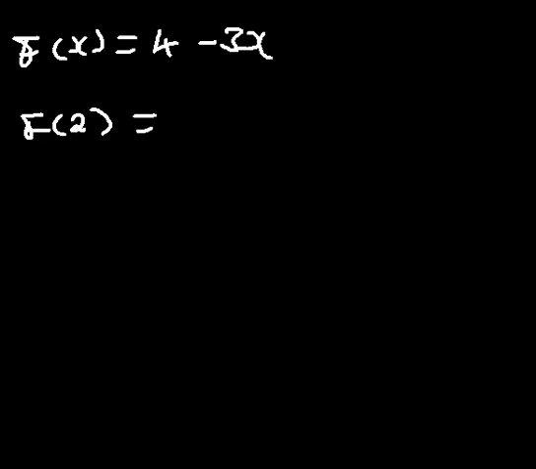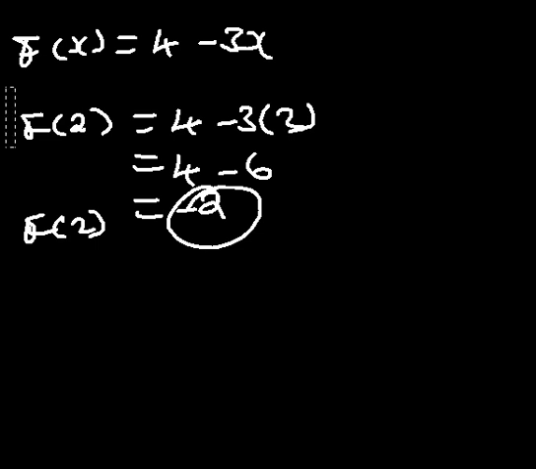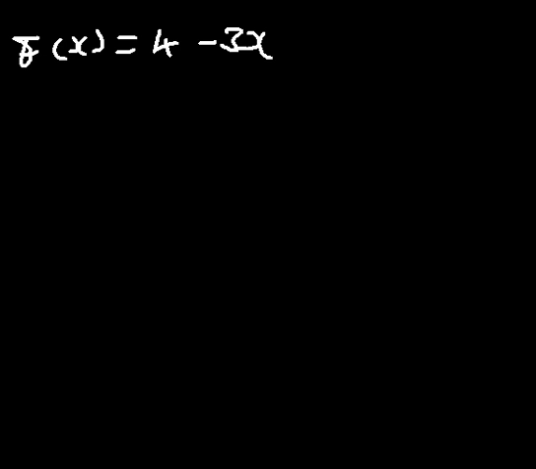Now what if we have this case? Let's say we have a function f of x, given as 4 minus 3x. So what is f of 2 of the function? In this case we'll have 4 minus 3 times 2. That will be 4 minus 6, so I'll have negative 2. Which means the input of 2 will have the output of negative 2. So you should get that one.